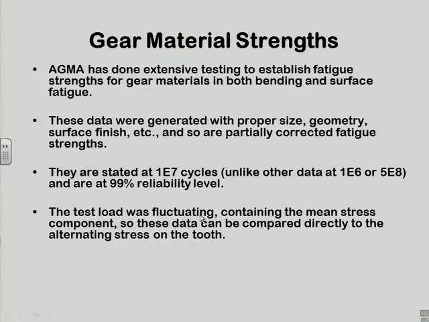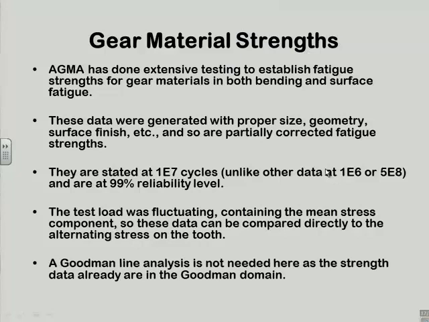As I said, the test load was the real deal. It's fluctuating, so it's got mean stress built into it. So I actually don't even have to draw the Goodman diagram in this case. I can simply compare my stress to my strength because it's apples and apples. My stress condition is fluctuating, and my test data is fluctuating. So I don't have to do all that extra work of the Goodman diagram. Makes it really easy.